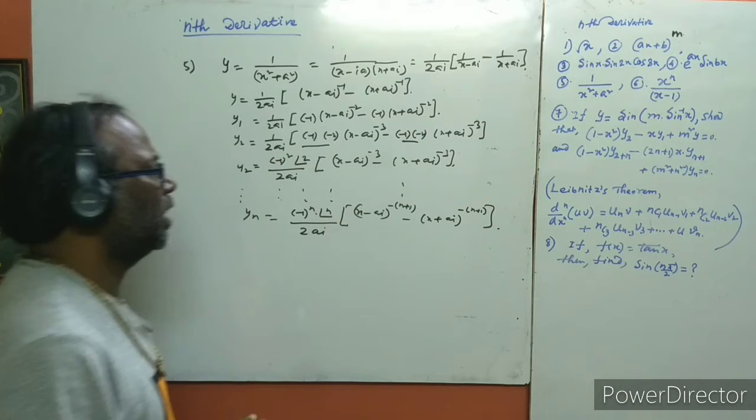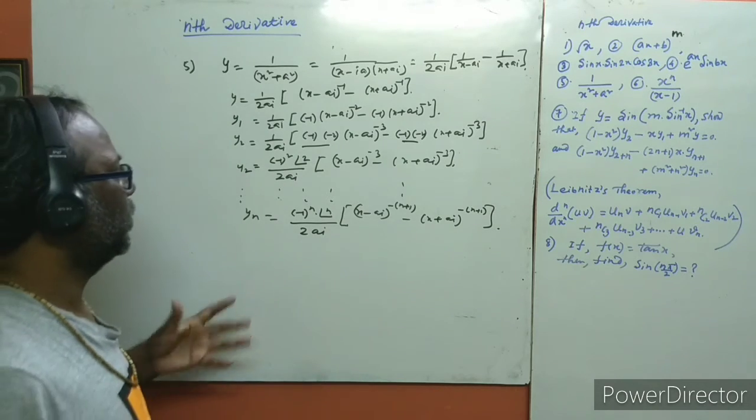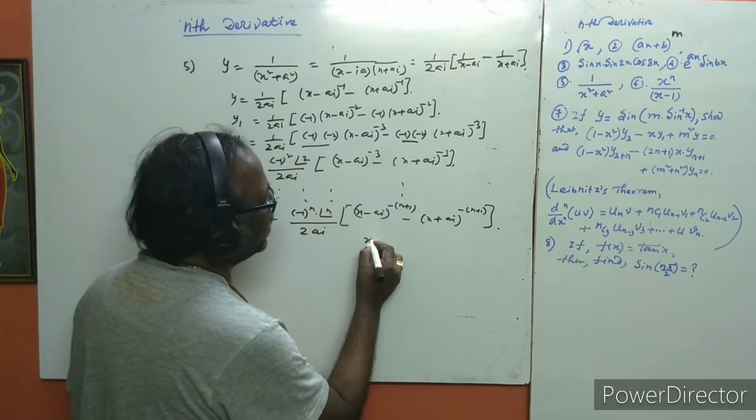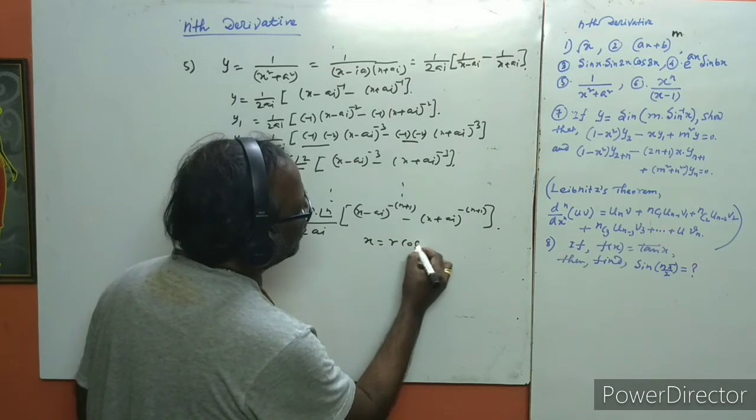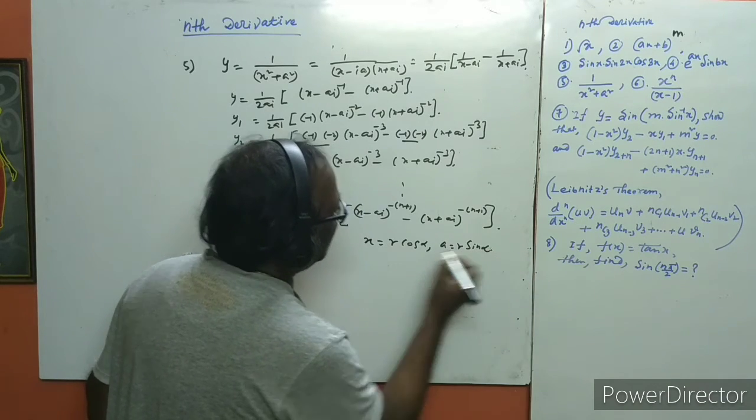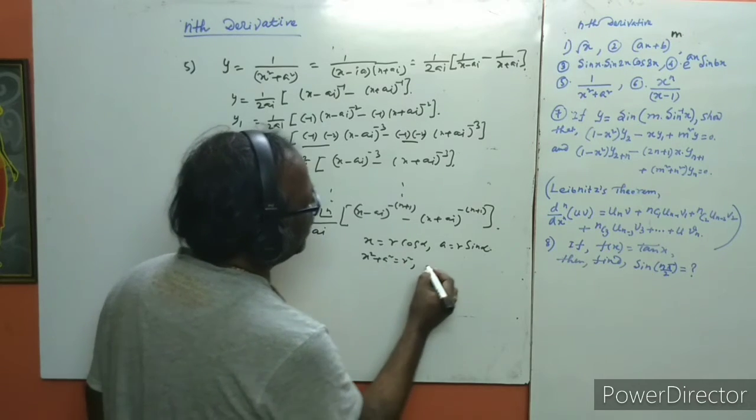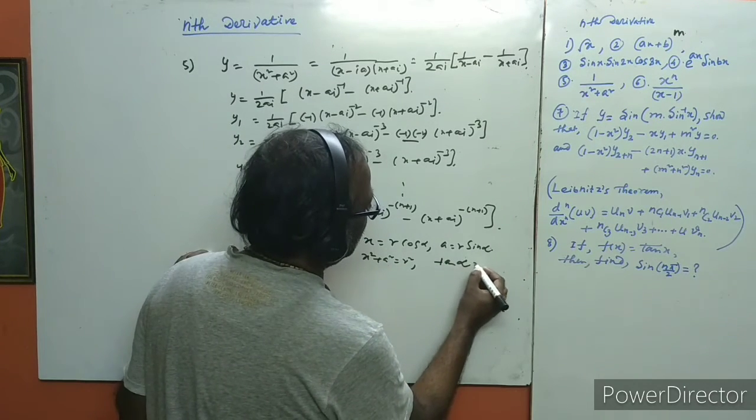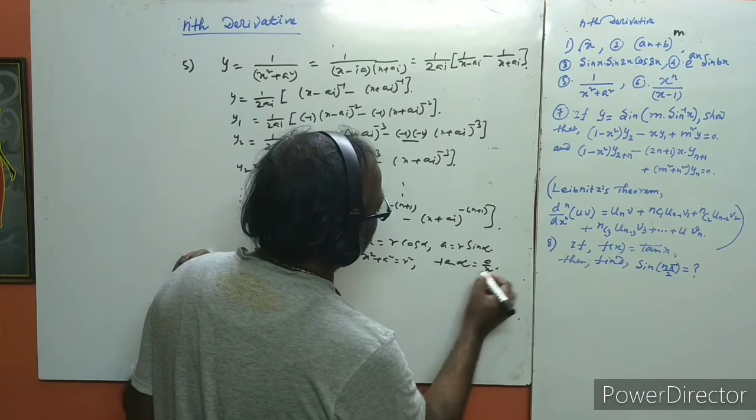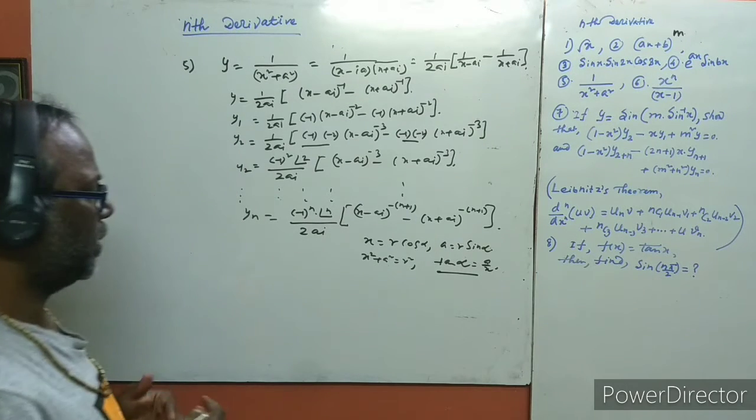And now again, this is the formation of an a plus ib pattern. So we want to simplify more. That's why you can take x equal to r cos alpha, and also a equal to r sin alpha. Now x square plus a square gives r square, and also tan alpha is equal to a by x here. So this is one more technique of simplification.